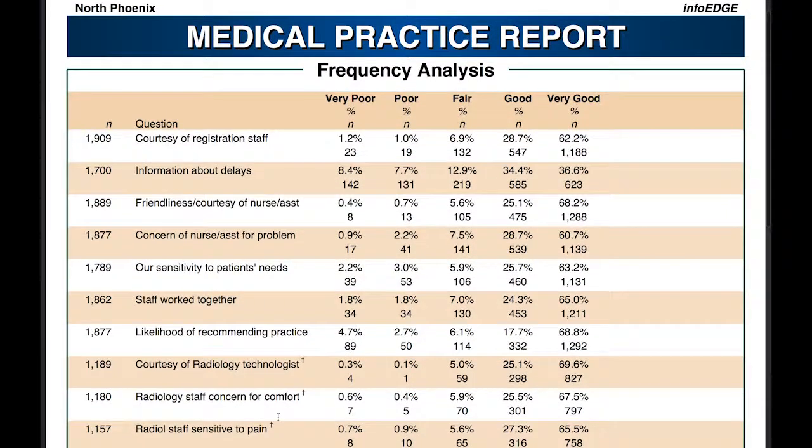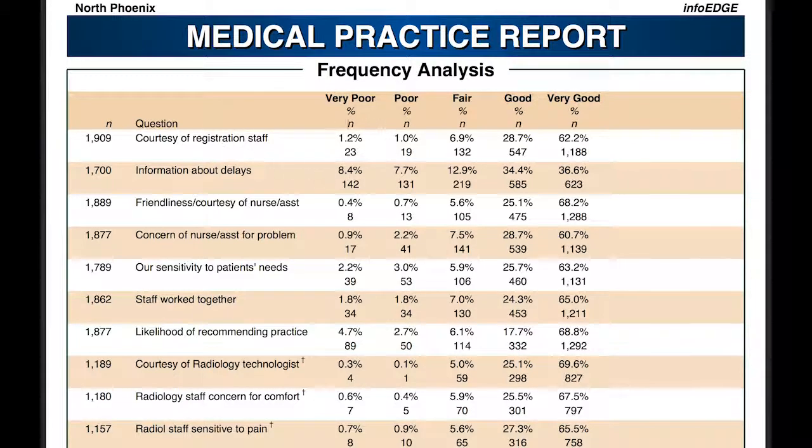Now, the data that we're getting back, and this is a sample of the data that we're going to be able to get back. We're going to get a frequency analysis. Our survey comes back with each question scored on a 5-point Likert scale. So patients can say we were very poor, poor, fair, good, or very good at each one of these questions.